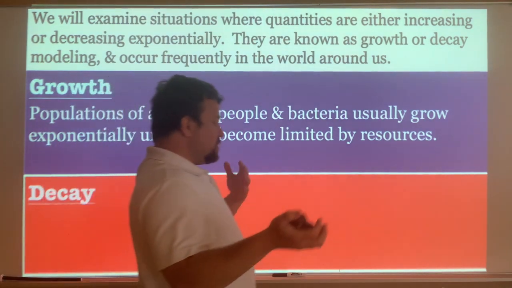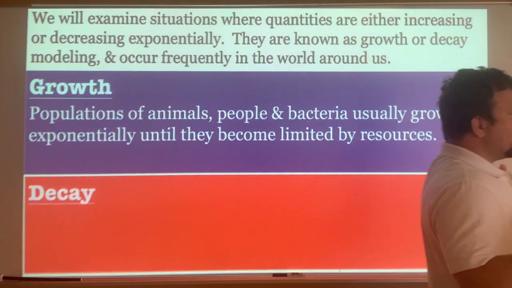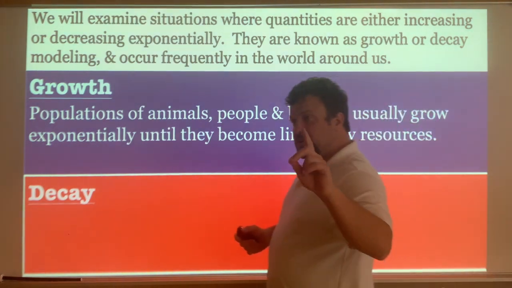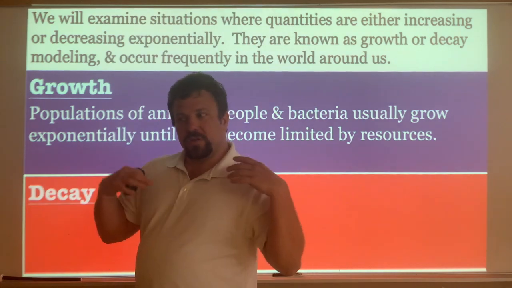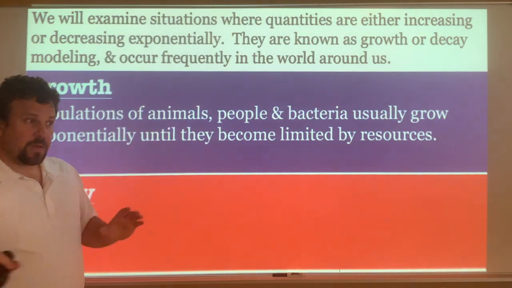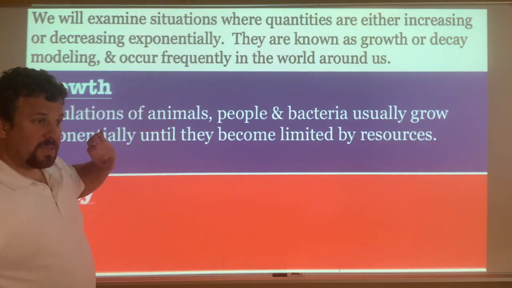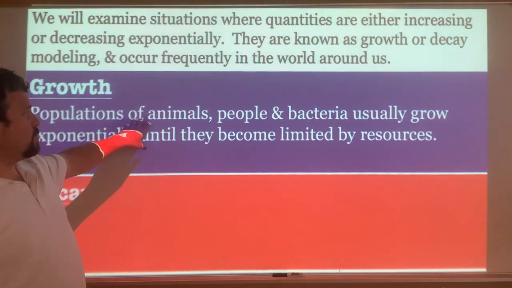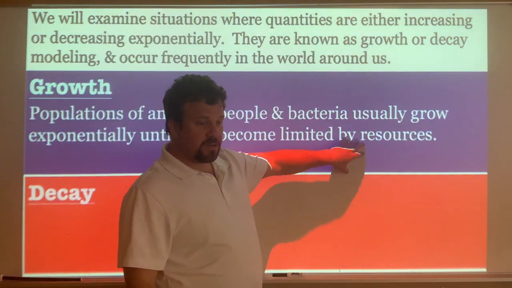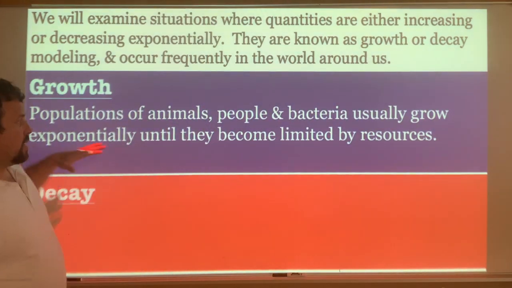And as it so happens, the number of people in the world increases every year, except for this year. 2020 was the first year the number of people in the world didn't increase. It might have something to do with COVID, right? But there's always different factors. And resources are a very big thing, especially with animals, okay? As they run out of food, as they run out of shelter and stuff, that's when they stop going up exponentially.